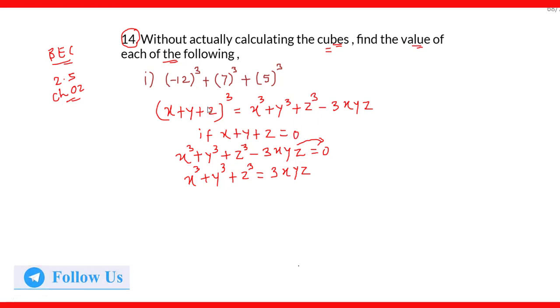If the sum is 0, then this part will become 0, and if you shift minus 3xyz to the other side, it will become 3xyz, and you will get x cube plus y cube plus z cube is equal to 3xyz.